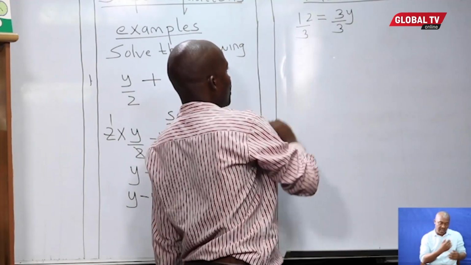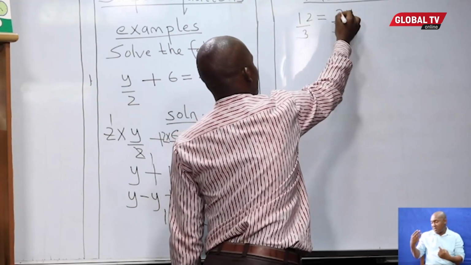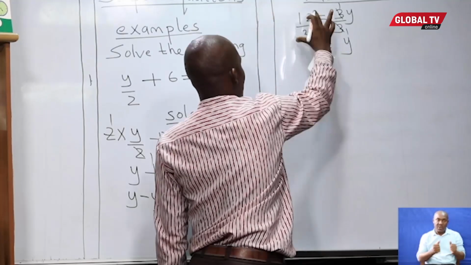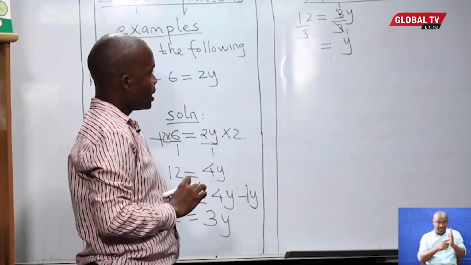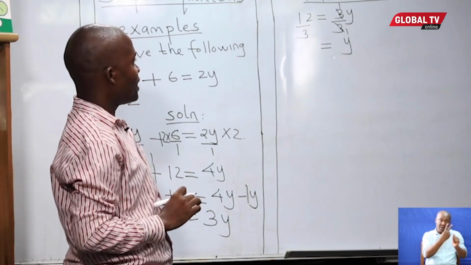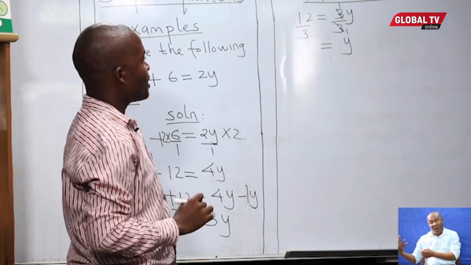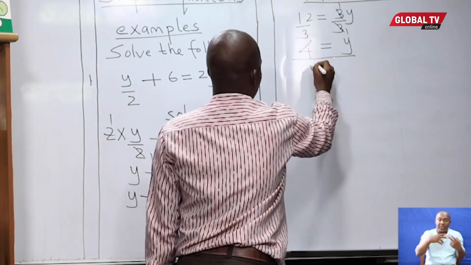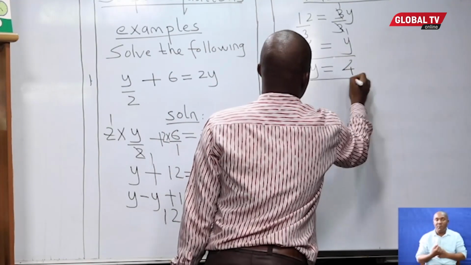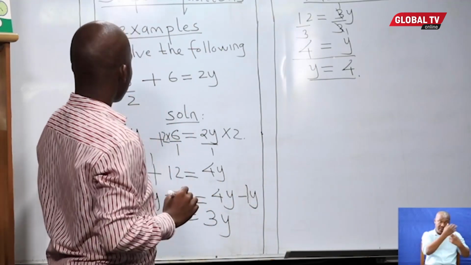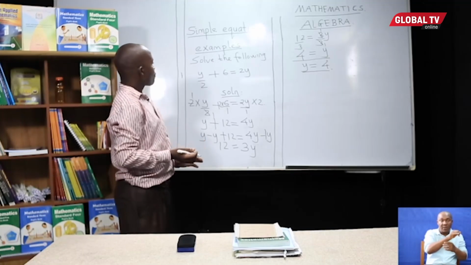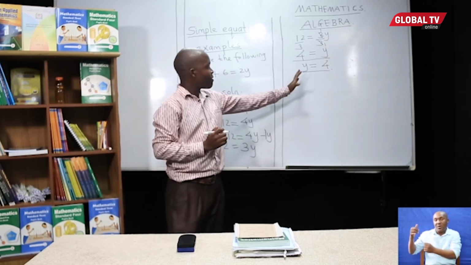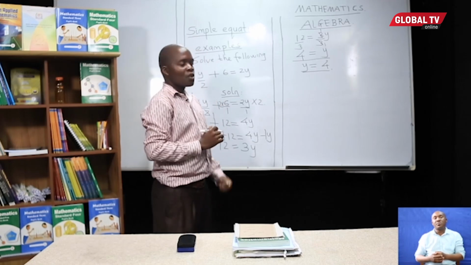Here now, we can simplify. 3 divided by 3 is 1, 3 divided by 3 is 1, and here remains letter y. Now, y is equal to 12 over 3. 12 we divide by 3, and we get 4. Therefore, from our example number 1, the value of y is equal to 4. So for this example, we find the value of y from our question y over 2 plus 6 is equal to 2y, and at the end we have y equal to number 4.